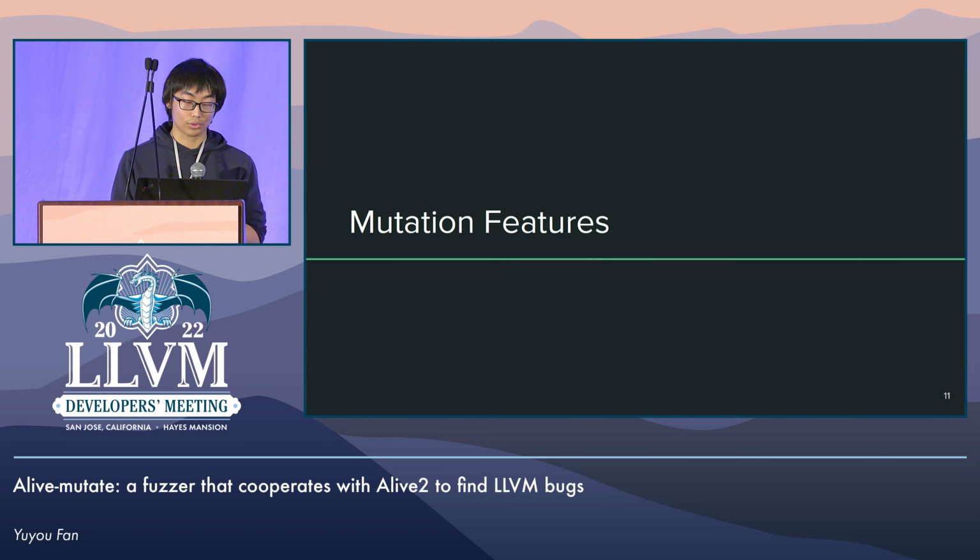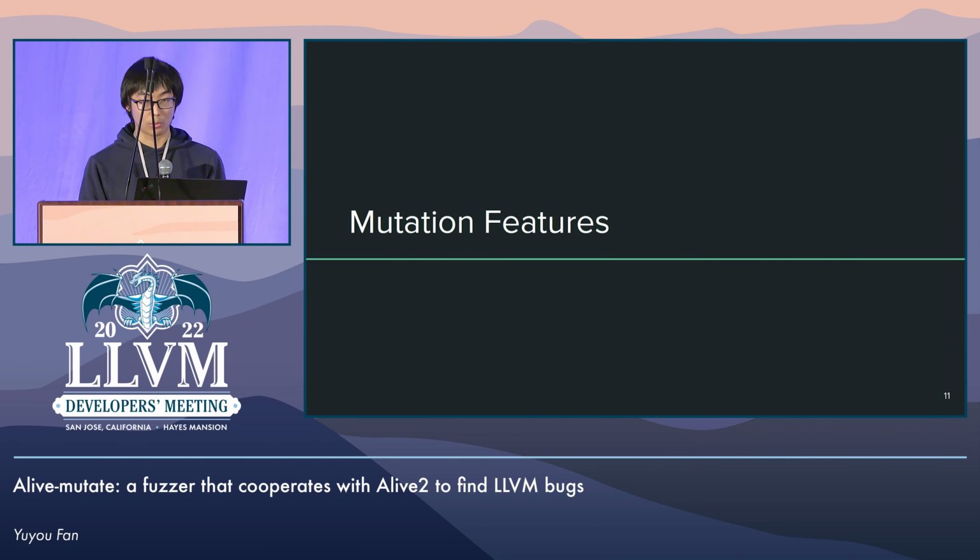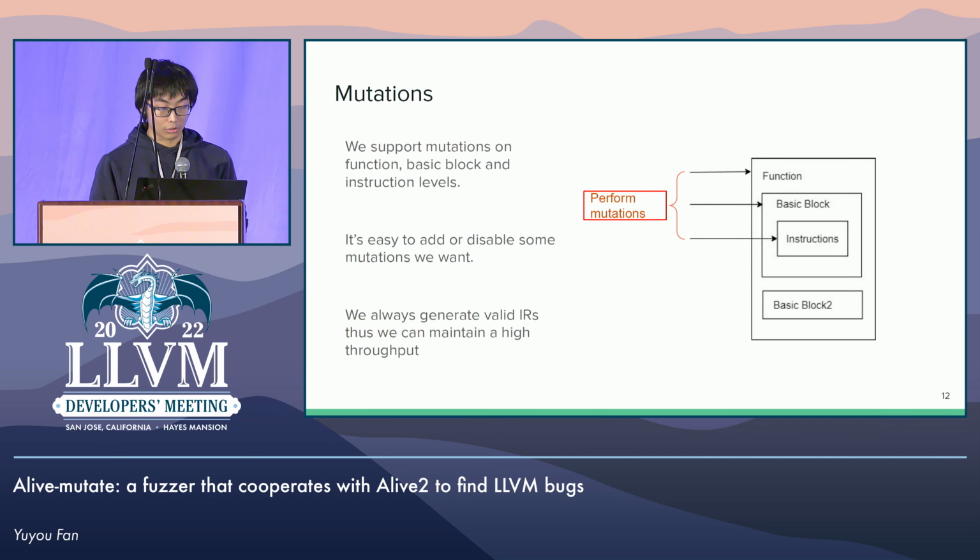Next, I'll introduce the mutations we have and our key features. We organize our mutations into 3 levels: functions, basic blocks, and instructions. We maintain 3 iterators pointing to each level, so we only perform 1 mutation on 1 level at a time. For example, we will do a mutation on a function first and report this test case. Then we'll do a mutation on a basic block and report it. Finally, we will mutate an instruction inside the basic block and report it.